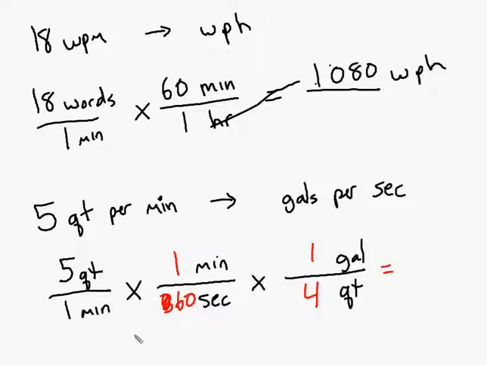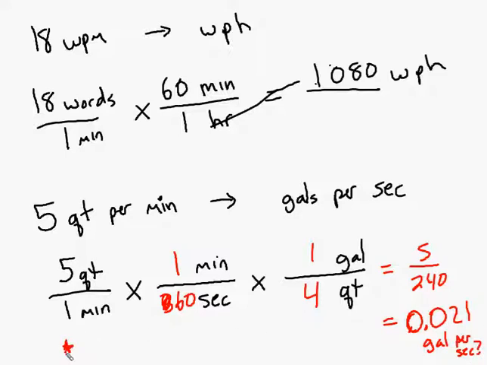Okay, so 60. Top times top, I get 5. Bottom times bottom, I get 240. So 5 divided by 240 is what? 0.02, 1. 0.021. Okay, so that's 0.021 gallons per second.